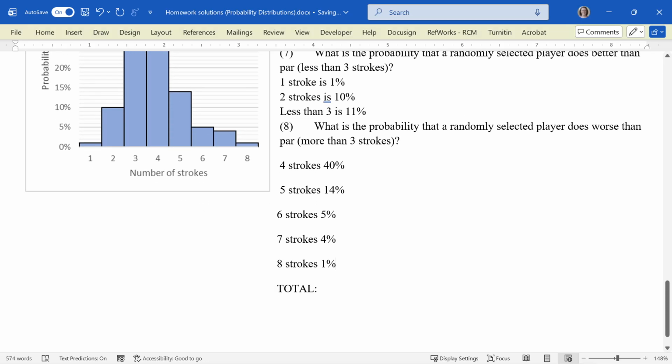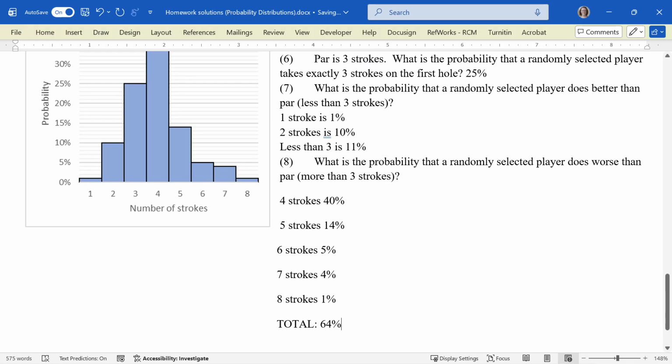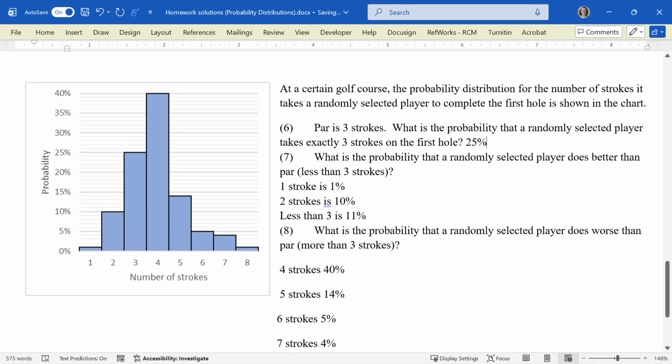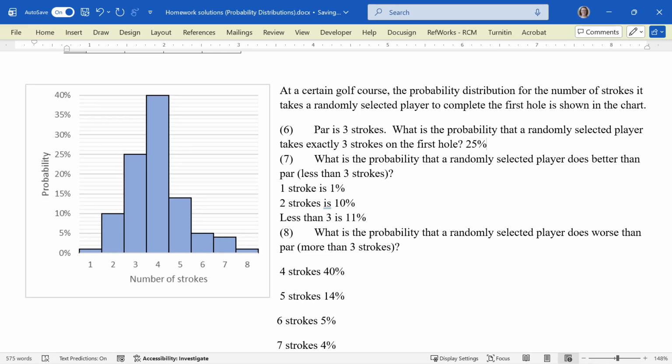So I'm just going to add together those 5 numbers. So 40 plus 14, 54, plus 5, 59, 63, 64. Okay, 64%. And if we add that to 11 and 25, it should all total up to 100%. If it doesn't, then something was left off of this chart. So 64 plus 11 is 75, plus 25 is 100. So yes, they all add up to 100. All right, that's it for this homework, and I'll see you again in class.